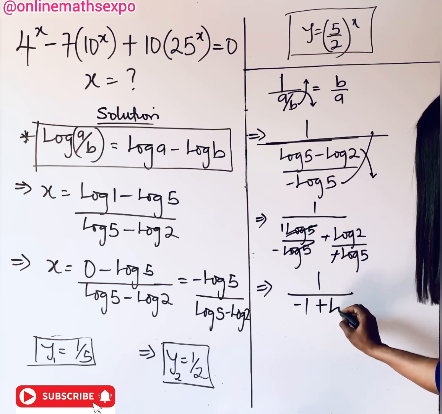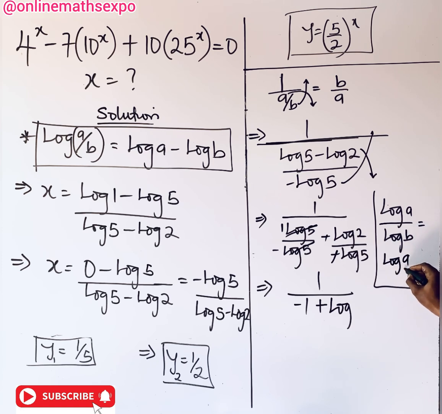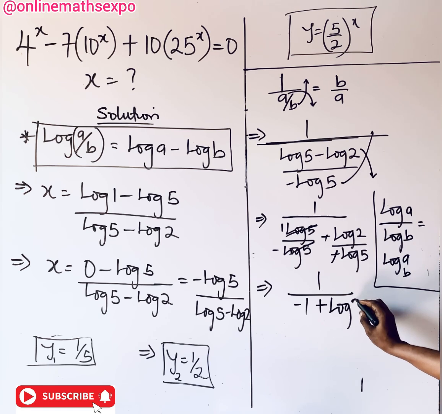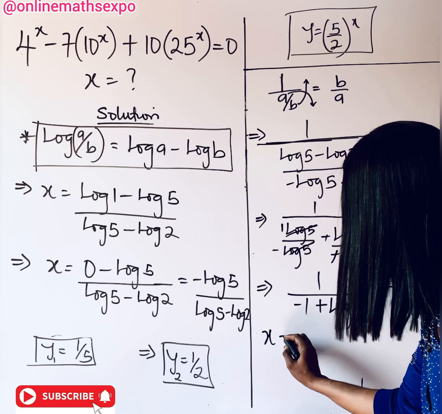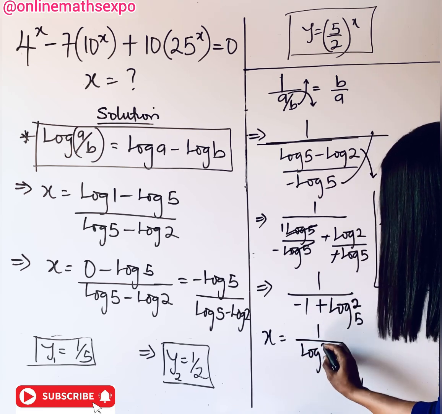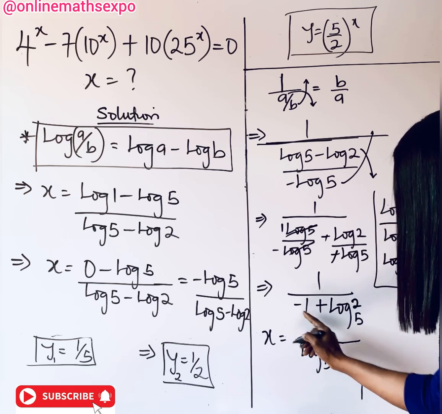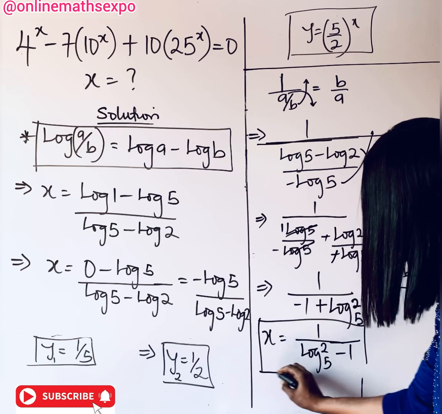So we now have log. Remember, if you have log A divided by log B, it is the same as log A base B. So if you apply this one, you are going to have log of 2 base 5. If you simplify it further, you can now have x as 1 over log of 2 base 5. Then this one with the negative sign goes in. So this becomes the first value of x.